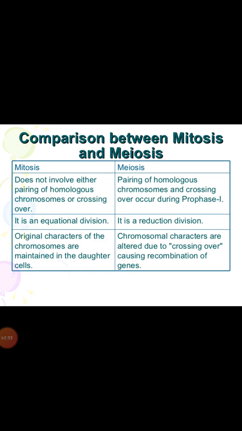In mitosis, there is no pairing of homologous chromosomes or crossing over. In meiosis, pairing of homologous chromosomes and crossing over take place during prophase first. Mitosis is an equational division. Meiosis is a reduction division. The original characters of the chromosomes are maintained in the daughter cells in mitosis, while chromosomal characters are altered due to crossing over, causing recombination of genes during meiosis.